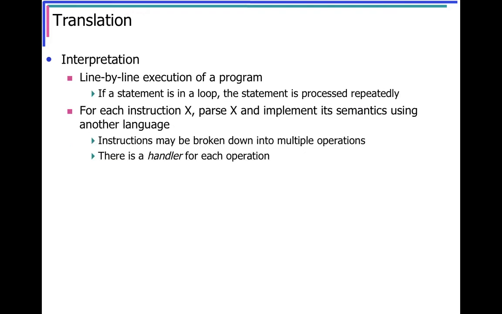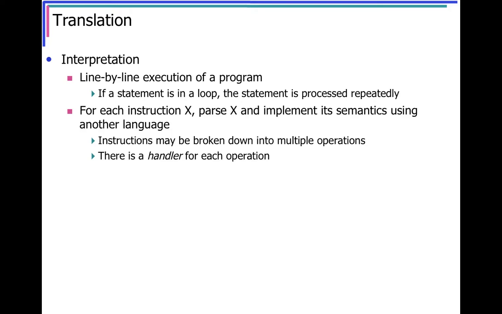So there are a couple of ways to do translation. We can do it via interpretation, or by compiling the program to native code. And what this lecture is about is interpretation. Interpretation is line-by-line execution of the program. This is where every single bytecode instruction in the program, as it is executed, is decoded, parsed really, to figure out what its opcode is and what its operands are. And then that instruction operation is implemented in another language.